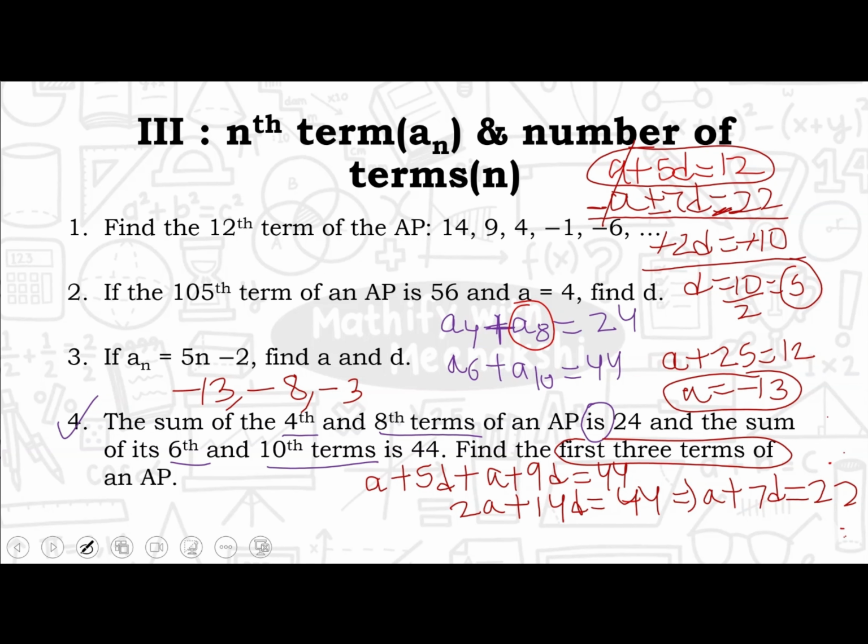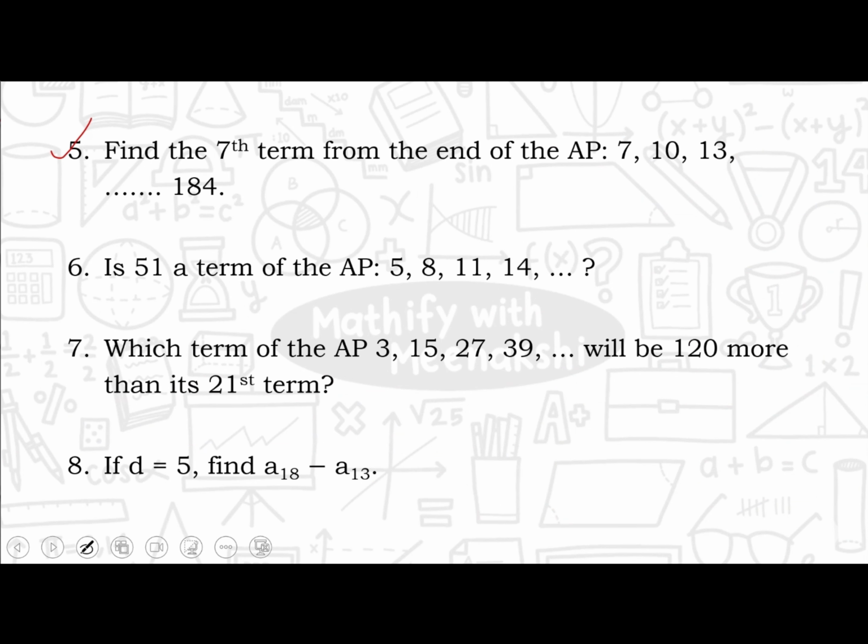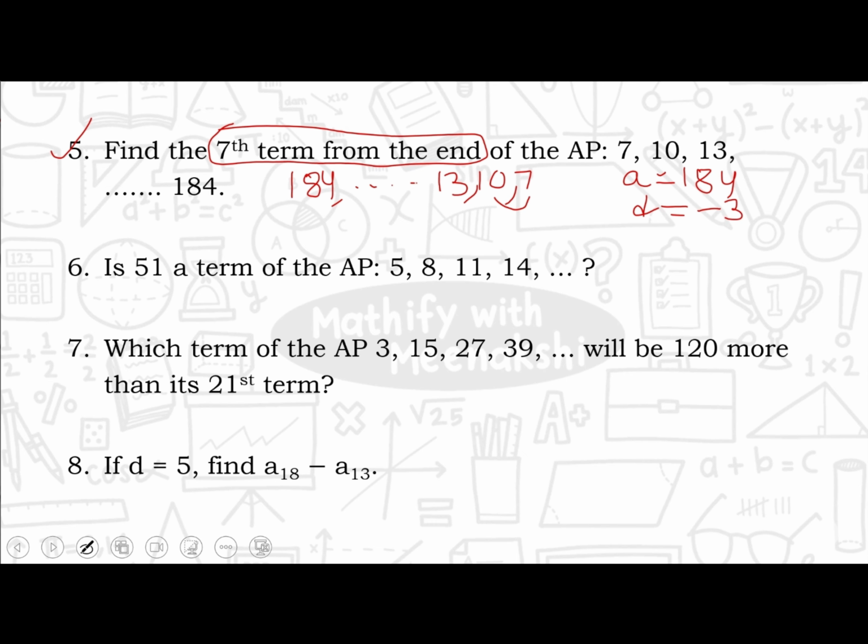Now let's move to question number 5. You have to find the seventh term from the end. So whenever you have to find any term from the end, you will always reverse your AP, like 184, dot dot dot, 13, 10, 7. So here now your a becomes 184, your d becomes, just do the subtraction, 7 minus 10, that is minus 3. Earlier it was 3, now it's minus 3.